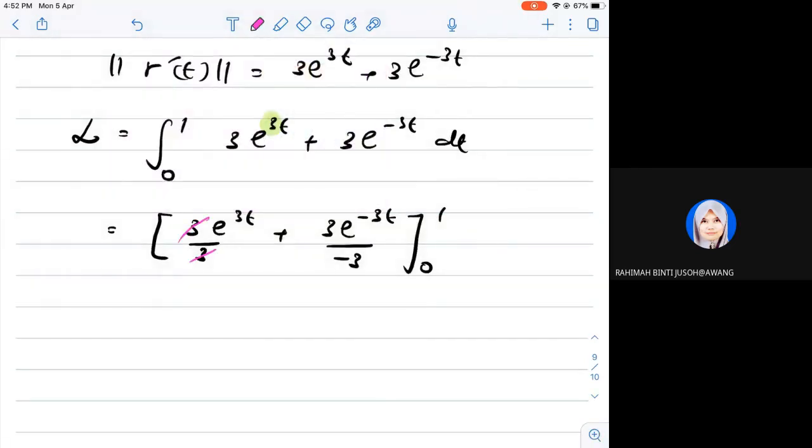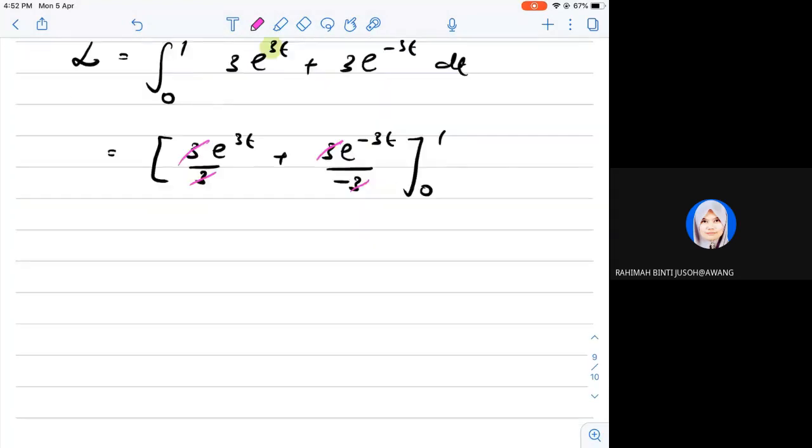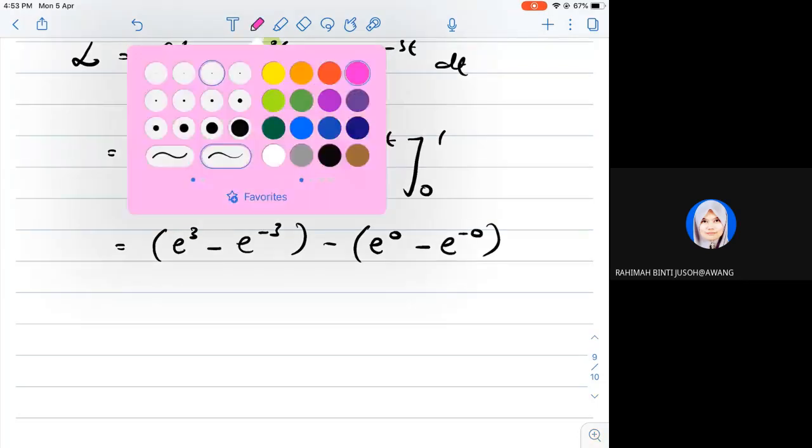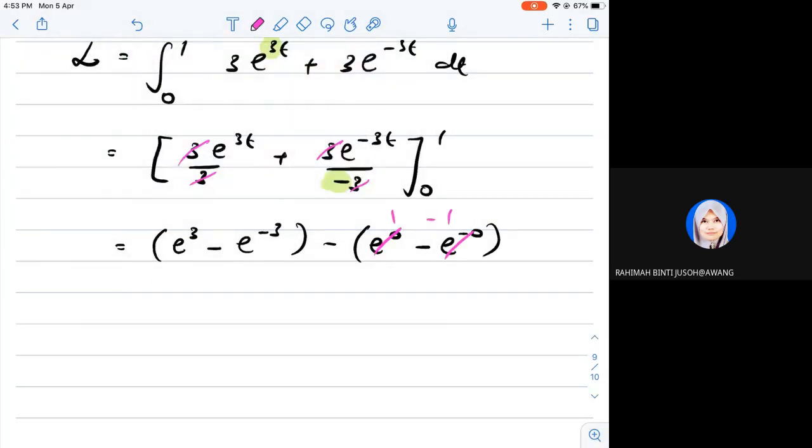So now we can cancel this. We also can cancel this. Okay, so substitute with 1. We will have eksponen 3 minus eksponen negatif 3. Kenapa minus? Sebab ni ada minus. So minus, gantikan 0, eksponen 0 minus eksponen negatif 0. This one equals to 1 minus 1. Of course 1 minus 1 is 0 lah. So final answer should be exponent 3 minus exponent negative 3. That's it. That's the answer. Understand?